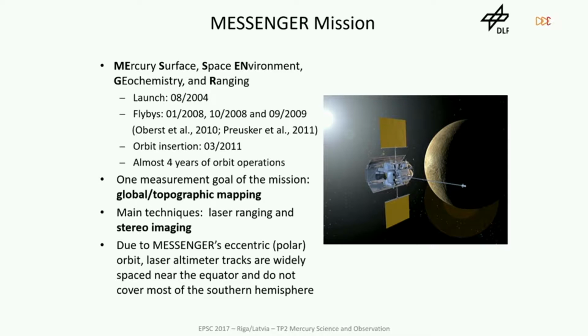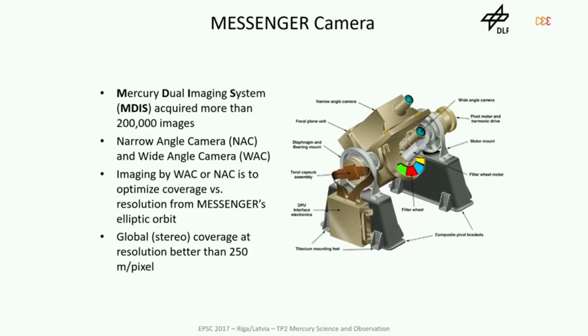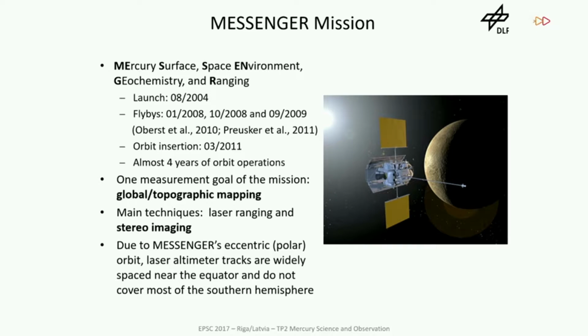The measurement goal was the topography, global mapping. We have two main techniques: laser ranging and stereo imaging. Due to the eccentric orbit of the MESSENGER spacecraft, the laser altimeter was somewhat limited, only for the northern hemisphere. Therefore, we need stereo imaging for the southern hemisphere.